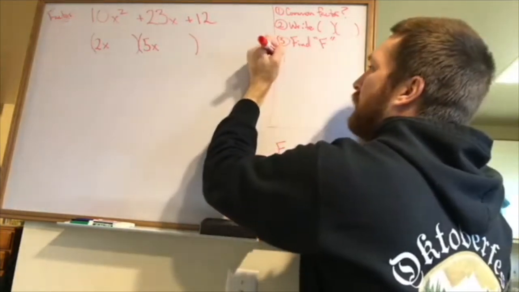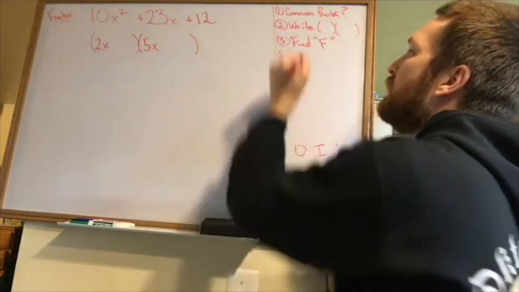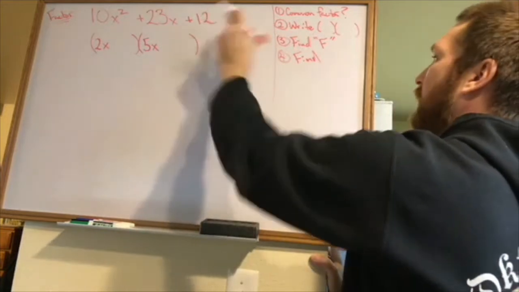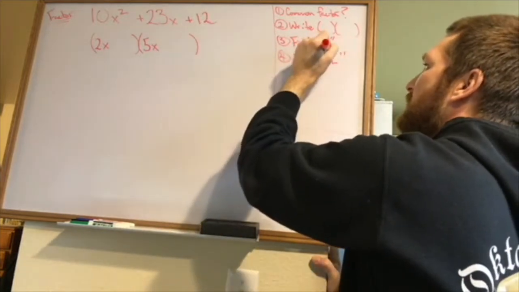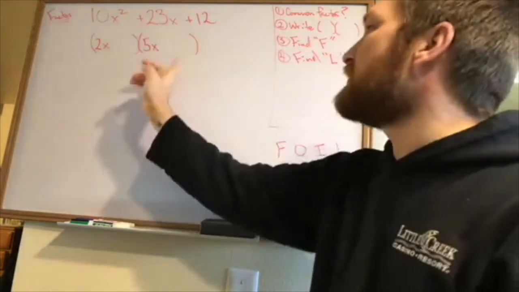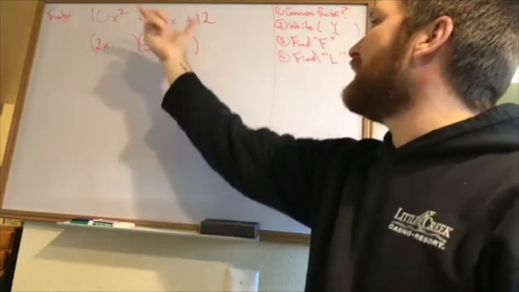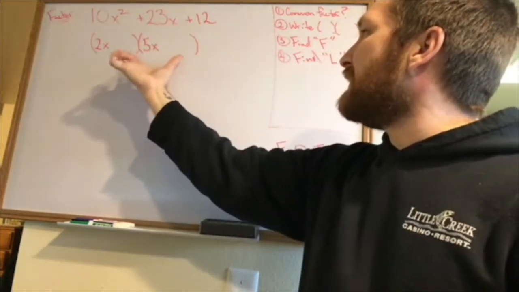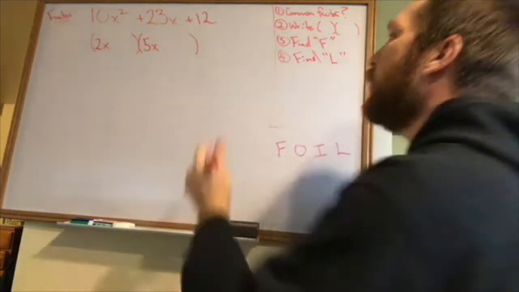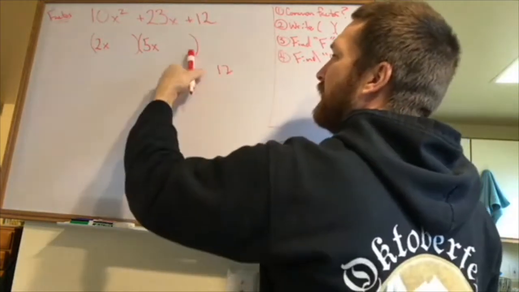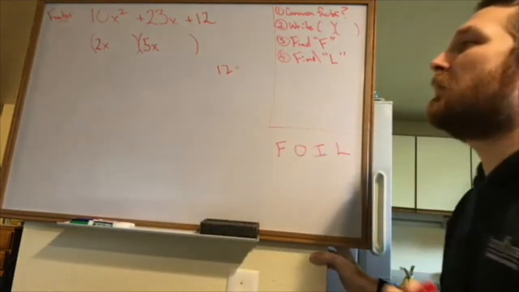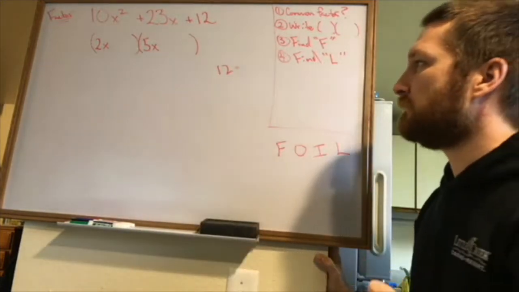So now part 4. We are going to find L. That's L. It's the last. Okay, so again, I'm thinking you've just FOILed something out. You did first, outer, inner, last. And when you did the last, a 12 popped out. So that means that 12 has to equal whatever this times that is. What are my possibilities for 12? 12 equals what times what?